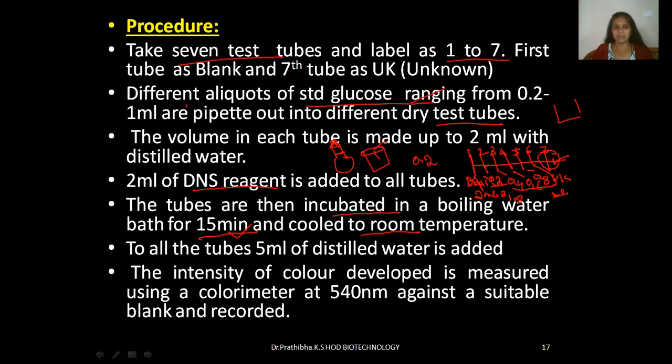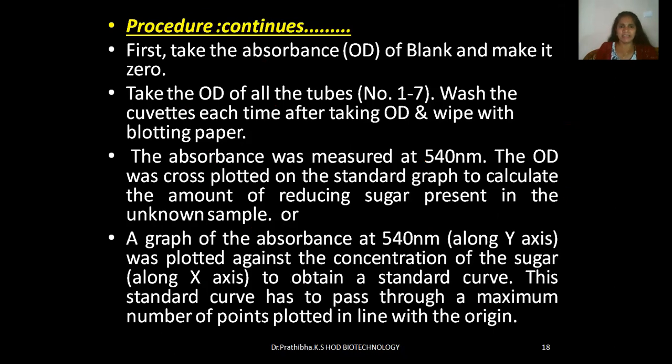Then to all the tubes, you are going to add 5 ml of distilled water. Then the intensity of the color developed is measured using a colorimeter at 540 nanometer against a suitable blank and recorded. So this is the procedure. Hope you understood. Next, what you'll do is first take the absorbance.